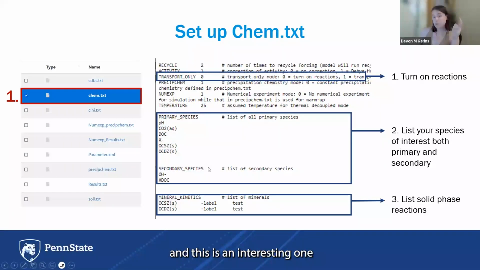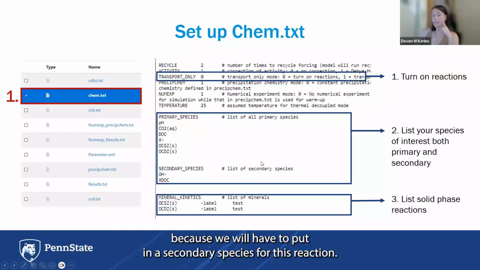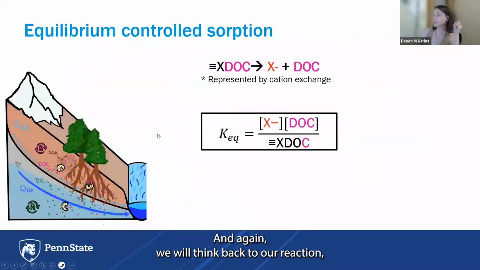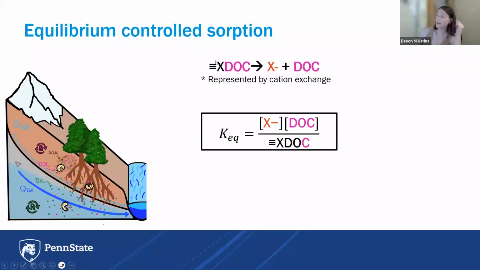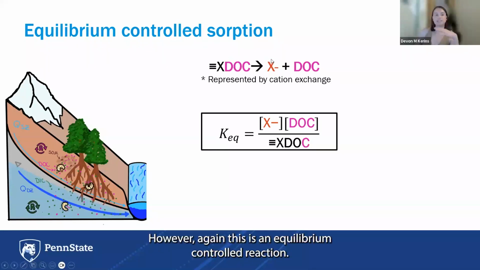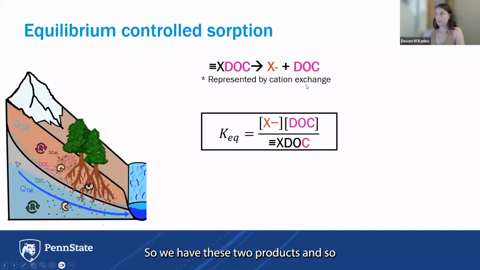And this is an interesting one because we will have to put in a secondary species for this reaction. So we need to list all of our primary species. And again, we will think back to our reaction, which is this solid phase into our two aqueous species. X negative really represents the solid phase without DOC stored. However, again, this is an equilibrium controlled reaction. So we have these two products.